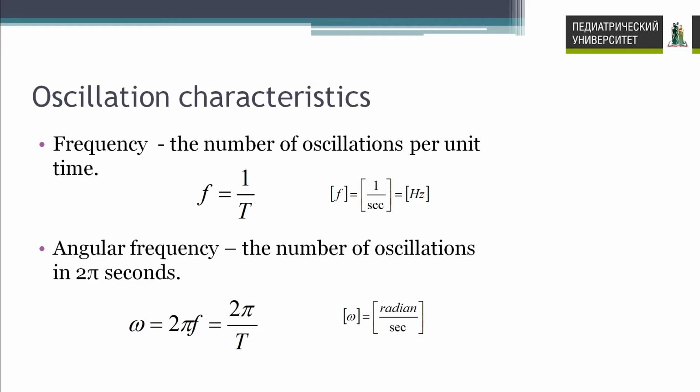Through the frequency f, if we multiply 2 pi by f, or through the oscillation period T, if we divide 2 pi by T. And the SI unit of angular frequency is radian divided by second. Don't forget about it. Radian divided by second.